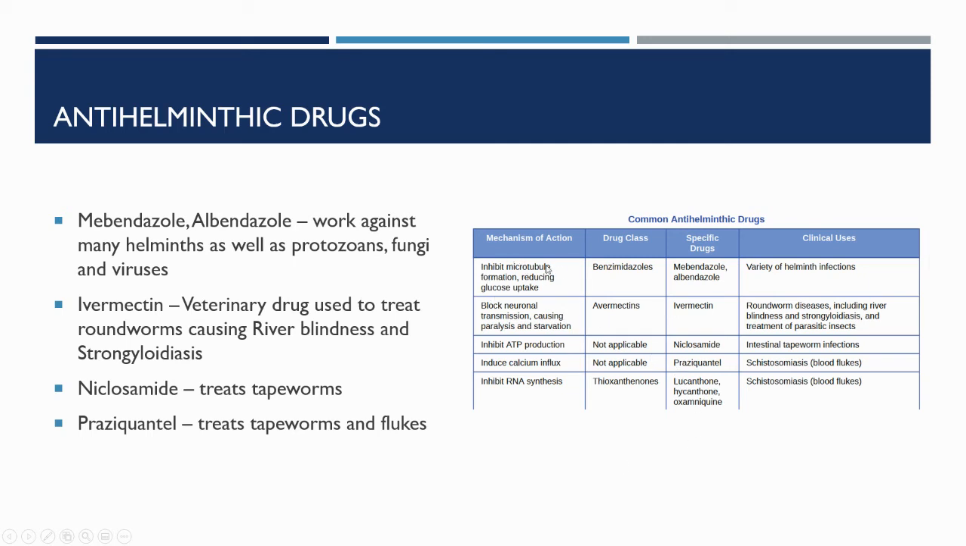They can inhibit microtubule formation and reduce glucose uptake. Without glucose uptake, we can't go through cellular respiration to get ATP. They can block nerve transmissions and cause paralysis, inhibit ATP production by targeting specific proteins in the mitochondrial membrane that are involved in the electron transport chain, induce calcium influx, or inhibit RNA synthesis. Again, different enzymes.